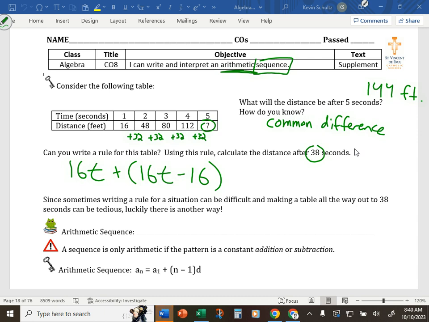Okay, so let's test this, right? We have a theory, we have a hypothesis. Let's test this with information that we know. Let's plug in 3. If we plug in 3 for t, what should this expression equal? 80, right? Because that's a given. So 16 times 3 plus 16 times 3 minus 16. 16 times 3 is 48. 16 times 3 is 48. Minus 16 brings us back to 32. 48 plus 32 equals 80.